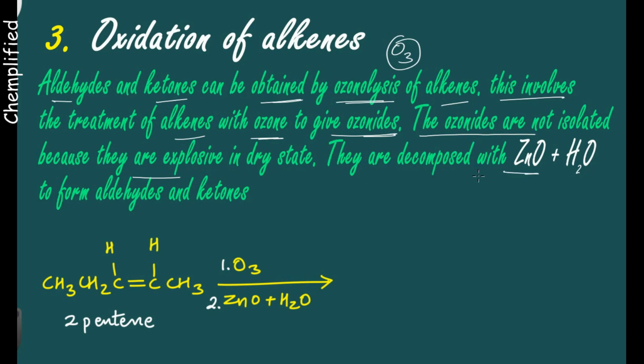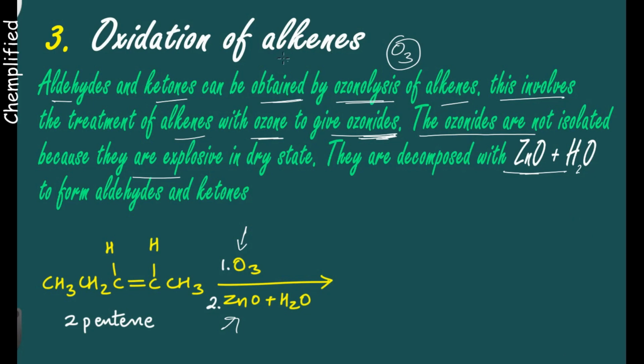Now what this statement is saying is that you have to use O3 and after that you have to also use ZnO and H2O. Now why are they doing it? Because ozonolysis will produce ozonides which are explosive in nature. So we cannot keep them as they are. So we have to decompose them further using ZnO and H2O to produce our required product, that is aldehydes and ketones. So let's see how the reaction is going to take place.